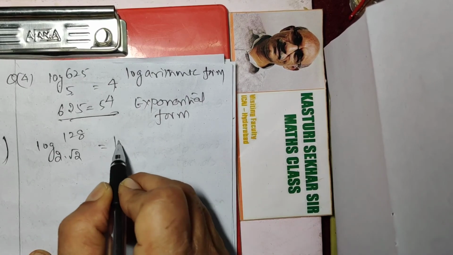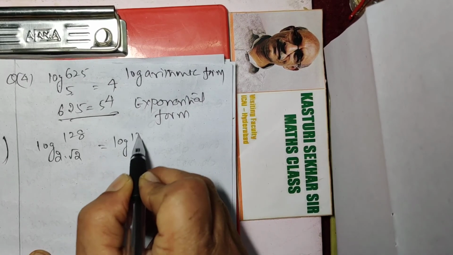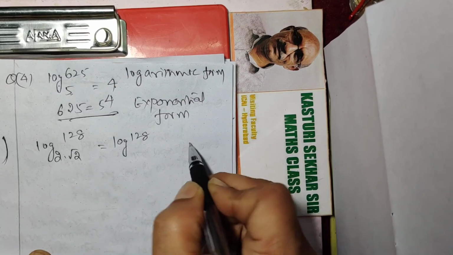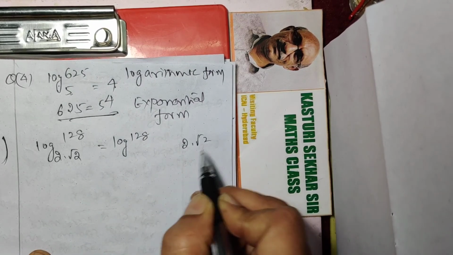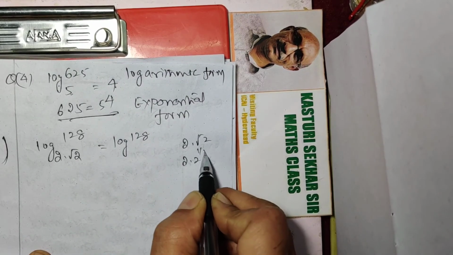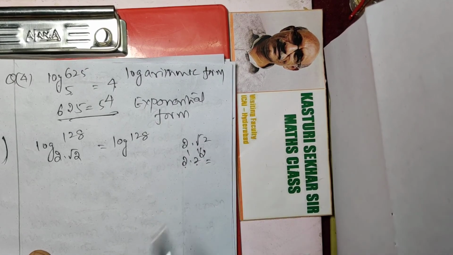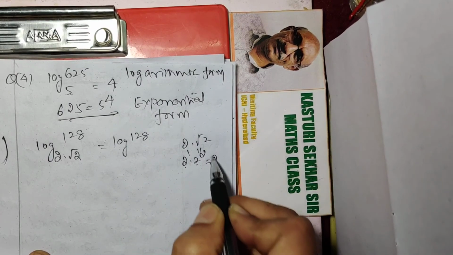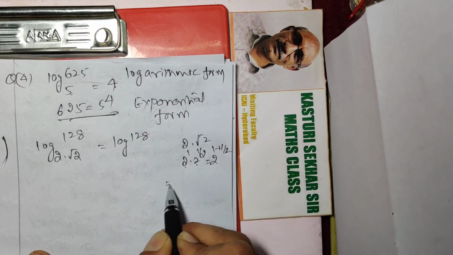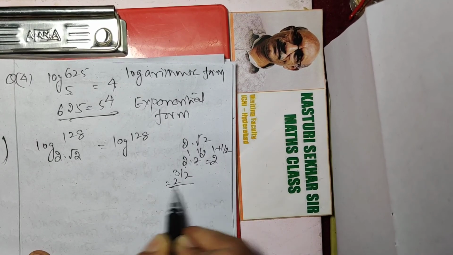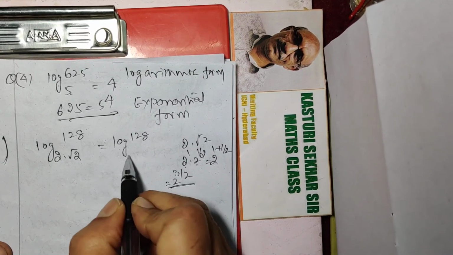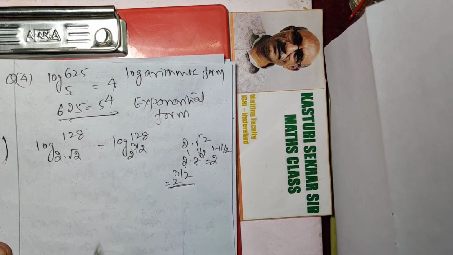Now, sir, the base is 2 root 2. 2 into root 2 is 2 into 2 power half. Bases are equal, multiplication sign, powers can be added. So 1 plus half. This is 2 power 3 by 2.